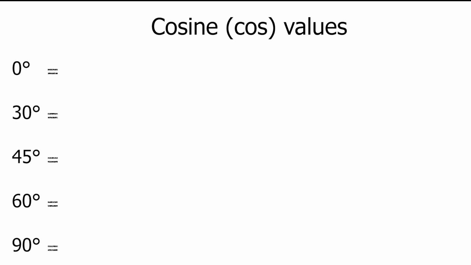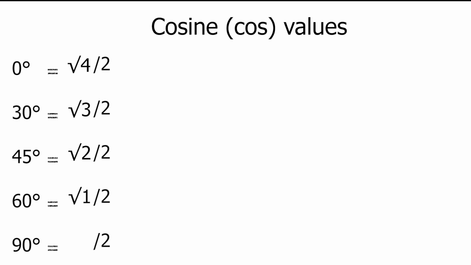Let's see cosine values. Put divided by 2 for all the values, like we put in sine values. Put root 4 to root 0, which is in descending order. Now, calculate all of this.